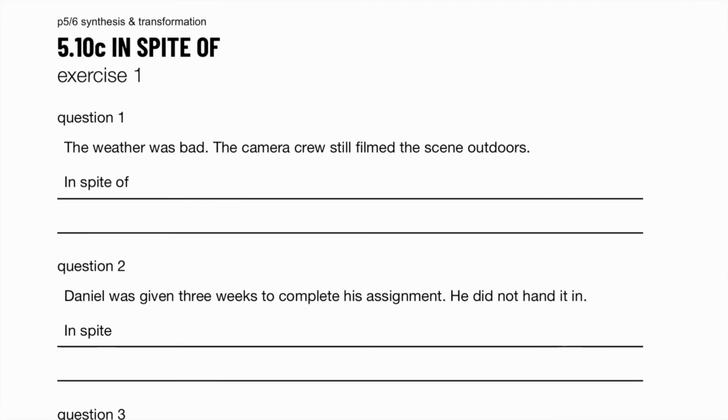Another way to express unexpected situations, in spite of. Let's see how they work. The weather was bad. The camera crew still filmed the scene outdoors. So in spite of the bad weather, the camera crew still filmed the scene outdoors.